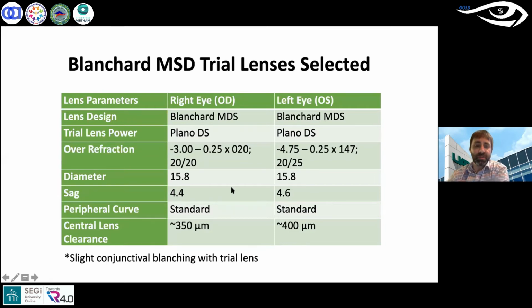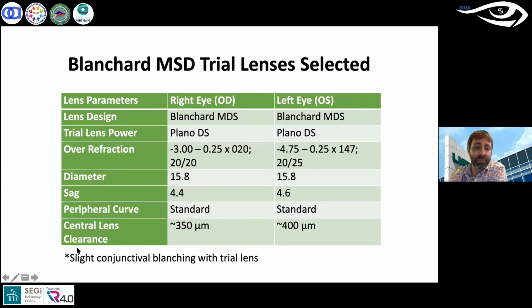For the right eye, we started with a 4.4 sag. In the left eye, we started with a 4.6. We put it on the patient's eye. Then we noted that the lens itself had no power. We did an overrefraction after we let it settle for about half an hour, which is pretty standard for scleral lenses. And then we found that she had about 3 diopters residual refractive error in the right eye and about 4.75 in the left.